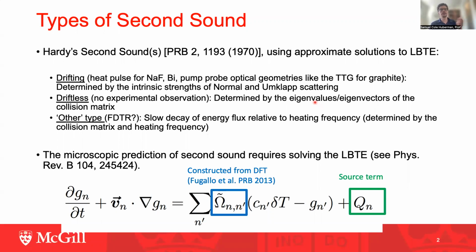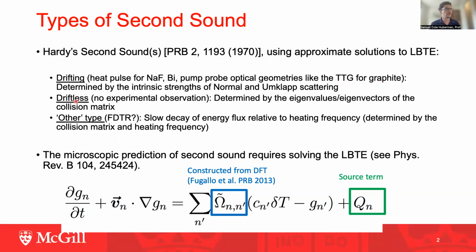Well, using approximate solutions to the linearized Boltzmann transport equation, Hardy established that we could think of second sounds in three categories. The first, the one we're most familiar with, is drifting second sound, wherein there's this imbalance of normal and umklapp scattering that creates conditions for this wave-like transport of temperature. And this has been observed in sodium fluoride, bismuth, and graphite in different experimental geometries.